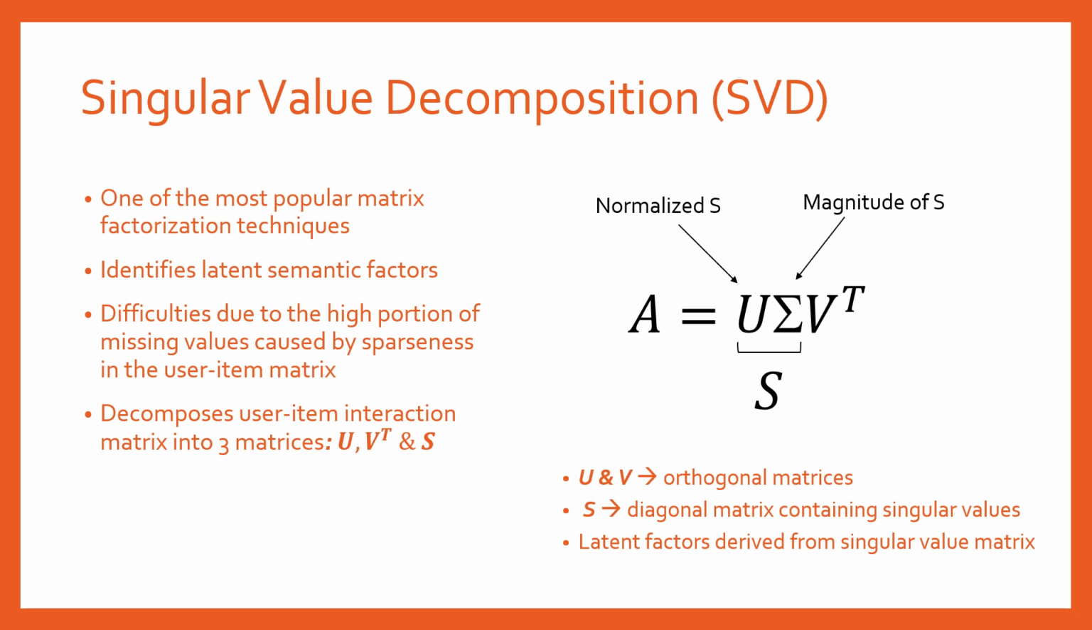However, it often raises difficulties due to the high portion of missing values caused by sparseness in the user item matrix. It works by decomposing the user item interaction matrix into 3 matrices: U and the transpose of V, which are orthogonal matrices, and S, which is a diagonal matrix containing singular values, composed of the normalized S values and the magnitude of S values, as can be seen in the equation shown. The latent factors are derived from the singular value matrix.